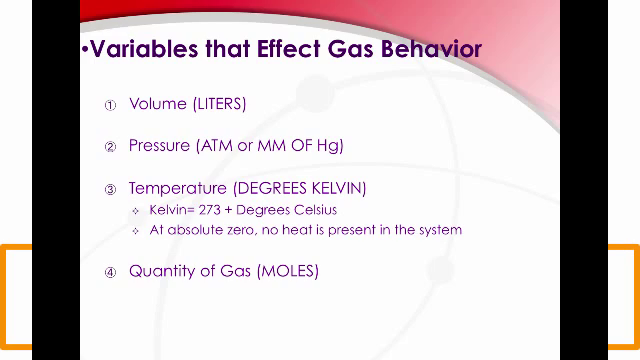If a problem gives you the temperature in Celsius, you would just use the conversion below, which would be 273 plus whatever temperature in degrees Celsius you are given, to get Kelvin. And just as a note, at absolute zero, no heat is present in the system. And the quantity of gas is always measured in moles.